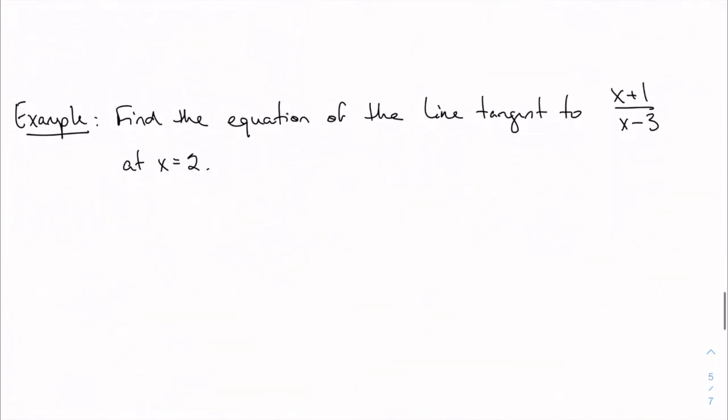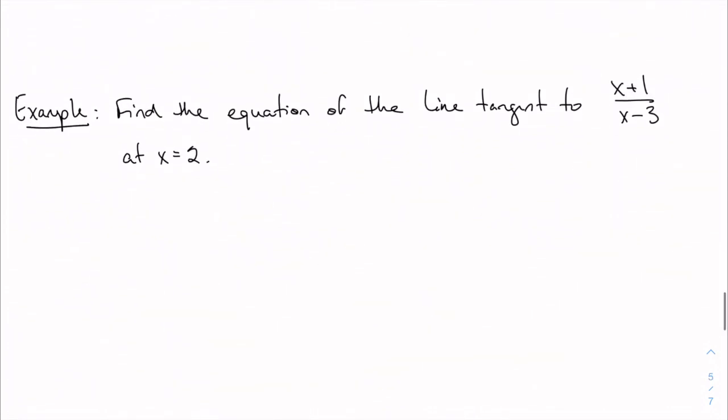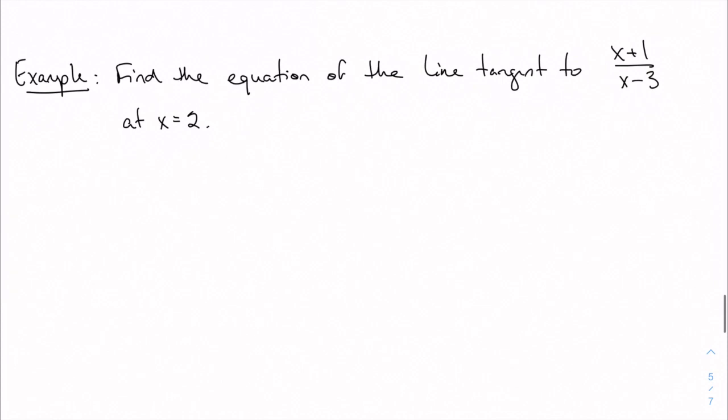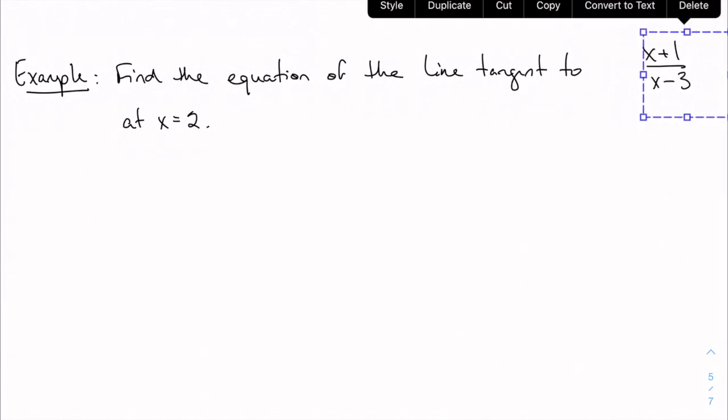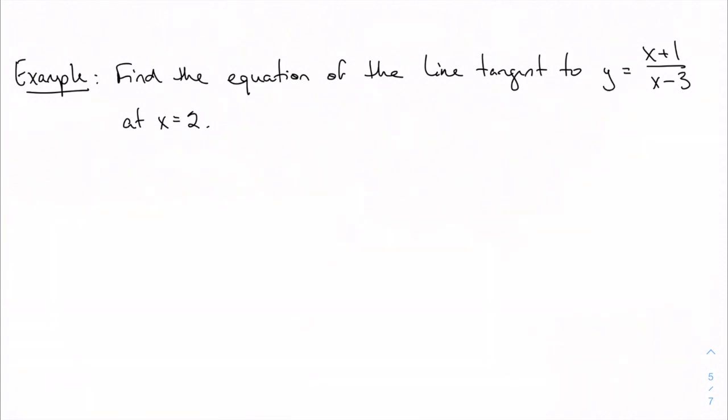The problems that we've seen before are still fair game. Everything that we've already done is fair game. So here, this tangent line problem that we've seen before, except maybe I should actually write this as if it's a function. Now we can deal with more interesting functions. So find the equation of the line tangent to (x plus 1) over (x minus 3) when x is 2.